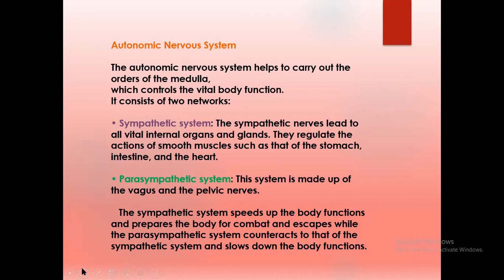Parasympathetic nervous system, this system is made up of the vagus and the pelvic nerves. The sympathetic system speeds up the body functions and prepares the body for combat and escape, while the parasympathetic system acts contrary to that of the sympathetic system and slows down the body functions.